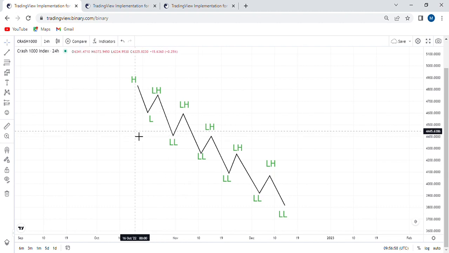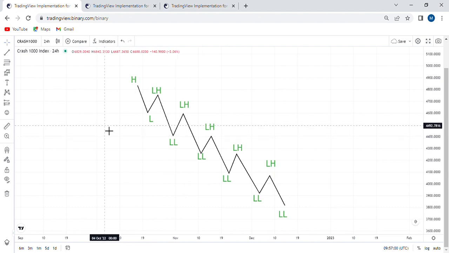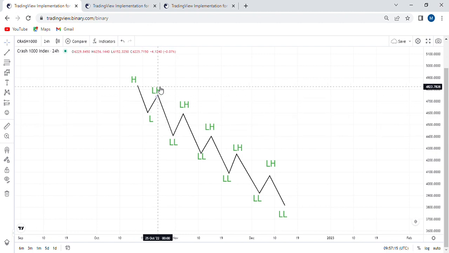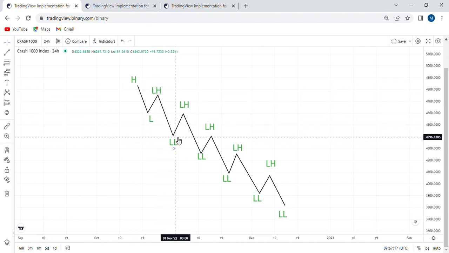Just as in the case of an uptrend. An uptrend makes a high, a higher low, a higher high. So this one makes a high from the beginning of the trend and a low. After you get a low, you get a lower high. After you get a lower high, you get a lower low.